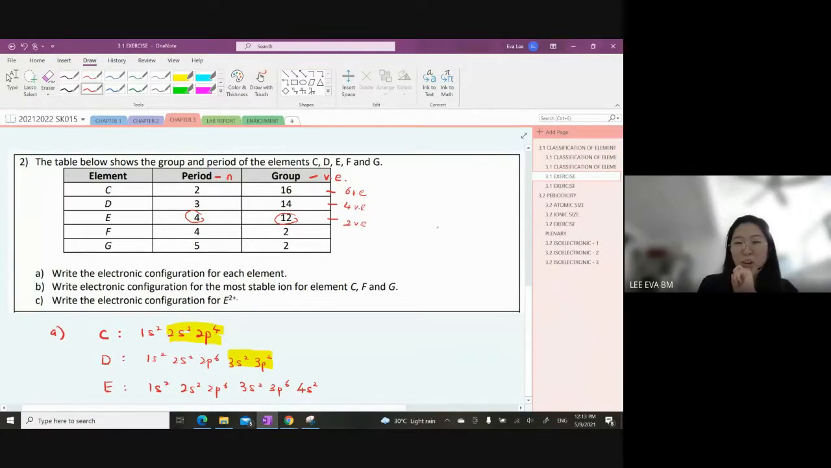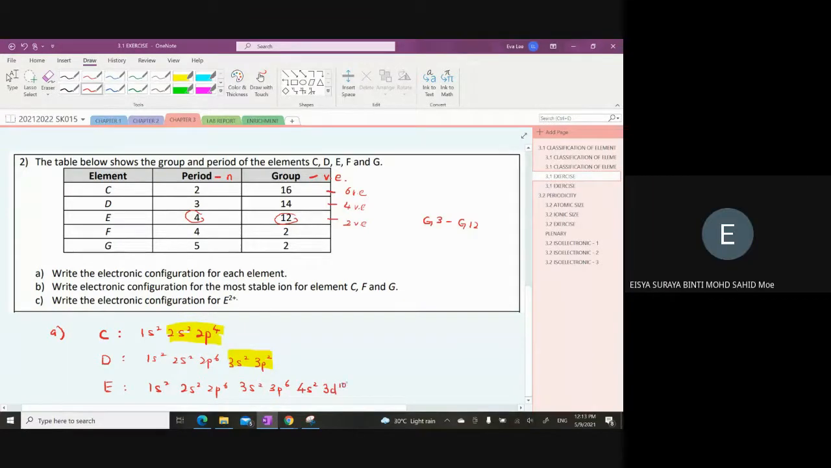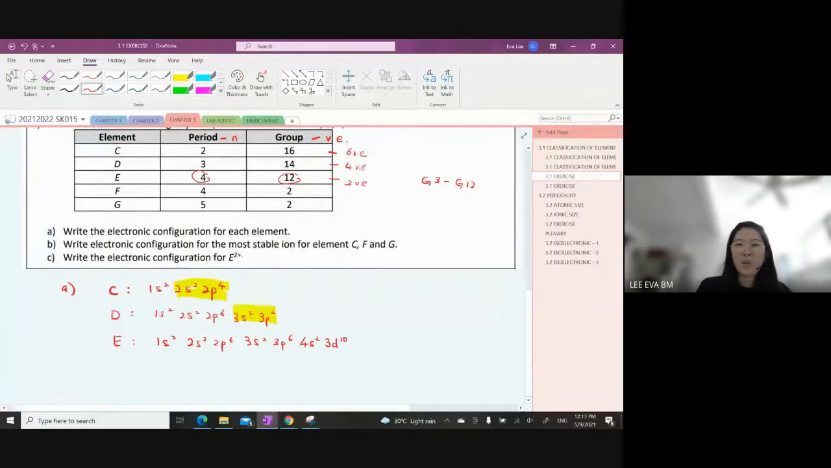So got transition D, daripada group 3 sampai group 12. So sampai 3d10. Okay. So period 4, group 12. Remember we only got one group 12. Group 12 is located inside your block D. That means your last electron needs to enter D orbital. Okay. 12 valence electron, bukan 2. 12 valence electron in this case.